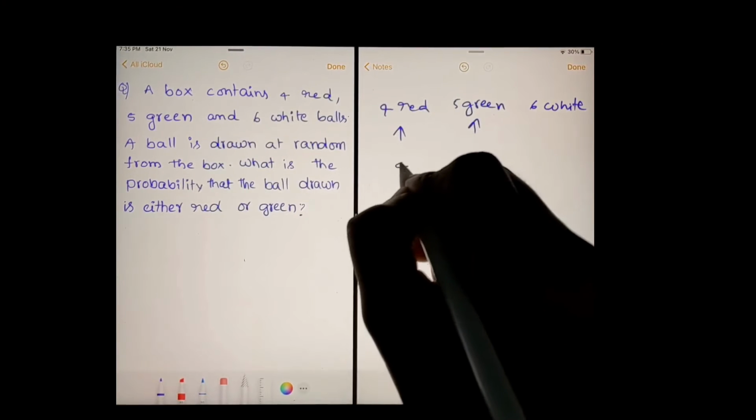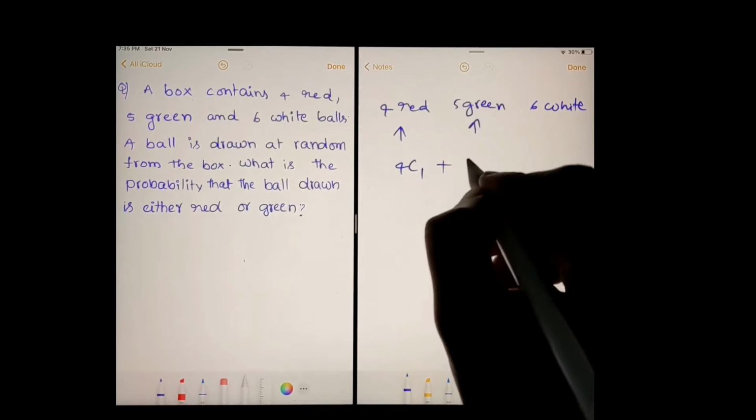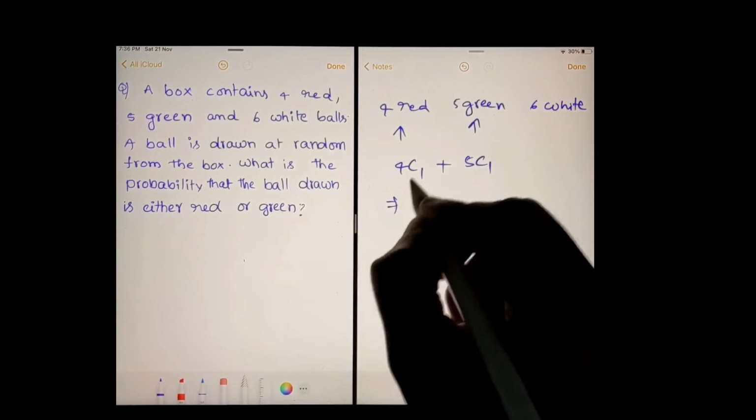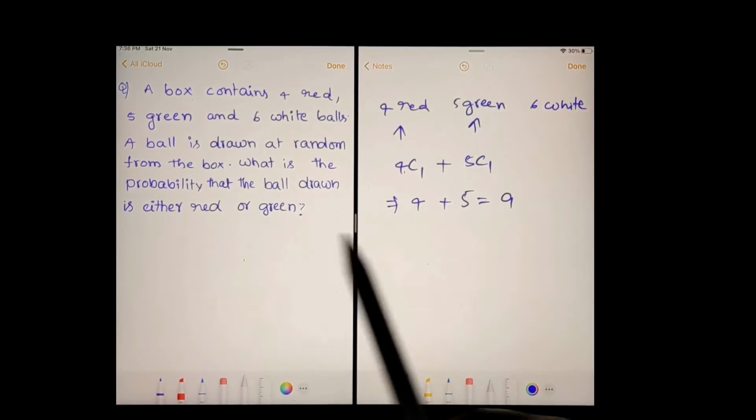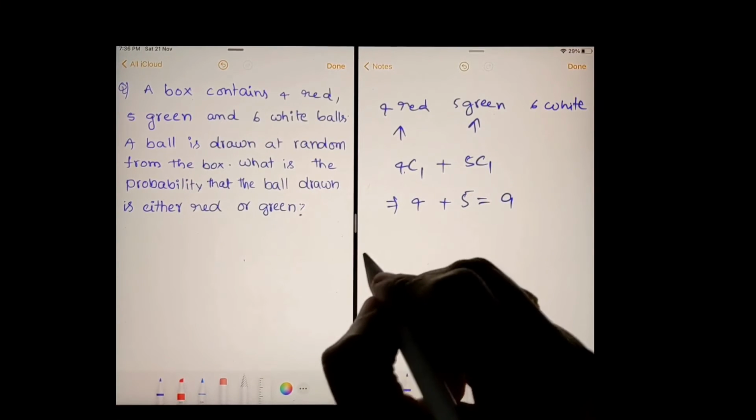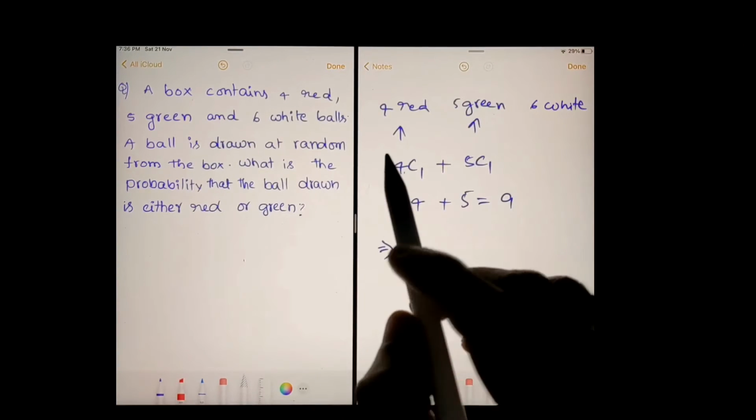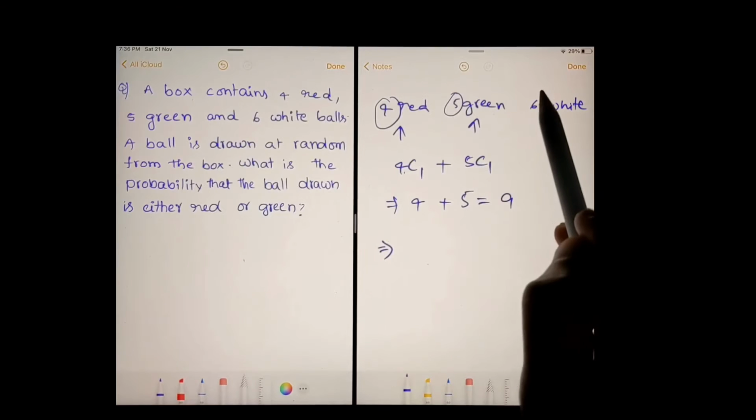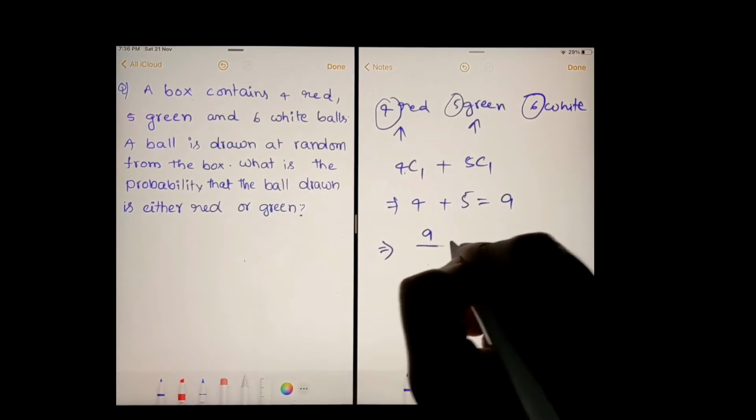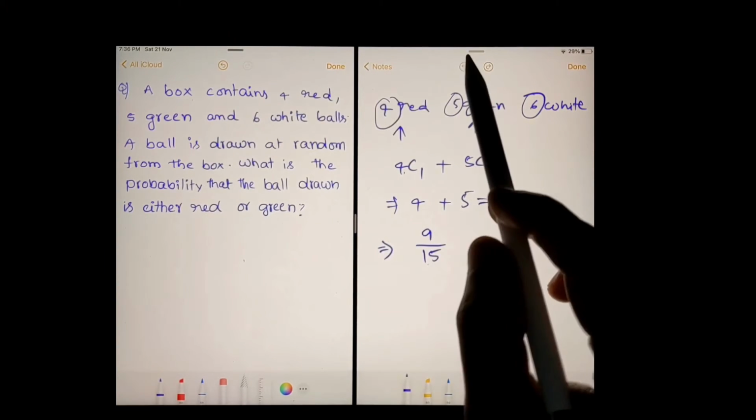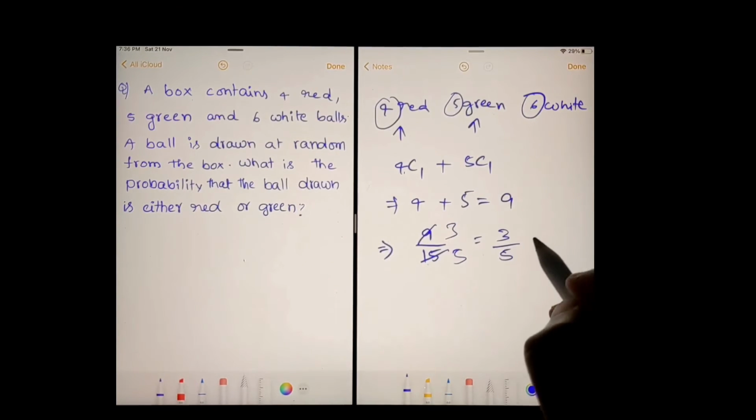From 4 red balls we can pick 1 ball in 4C1 ways, or 1 ball can be picked up from 5 green balls in 5C1 ways. 4C1 means 4 and 5C1 means 5. Total 9 ways we can pick up a ball which is red or green. To find out probability, we need to find out total possibilities. We have total 15 balls, that is 4 plus 5 plus 6. So probability is expected number of possibilities, that is 9, and total number of possibilities, that is 15. 3 3s are 9 and 3 5s are 15. 3 by 5 is the answer.